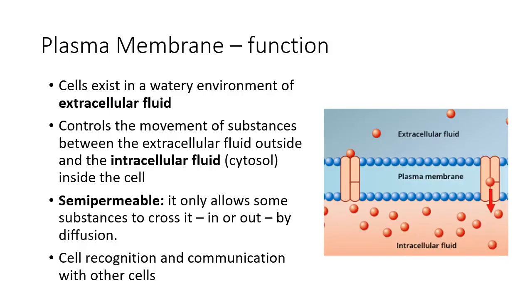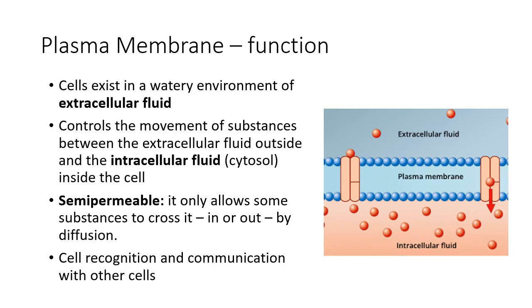So first let's look at the function of the plasma membrane. Remember that cells exist in a watery environment of the extracellular fluid. On the outside of the cell you have the extracellular fluid, and on the inside of the cell you have what's called the intracellular fluid, and they will consist of different concentrations and different components. The plasma membrane acts as a boundary between these two environments and also controls the movement of substances between the extracellular fluid and the intracellular fluid. We also know this intracellular fluid as the cytosol. The cytosol makes up the cytoplasm.